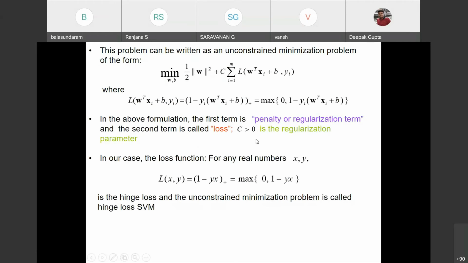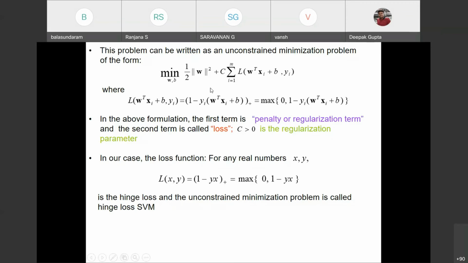as an unconstrained optimization problem of this form. That is, minimization of half times norm w squared plus C times the sum of the errors, where the error can be computed like this: it is nothing but the maximum of 0 comma 1 minus y times (w transpose xi plus b).